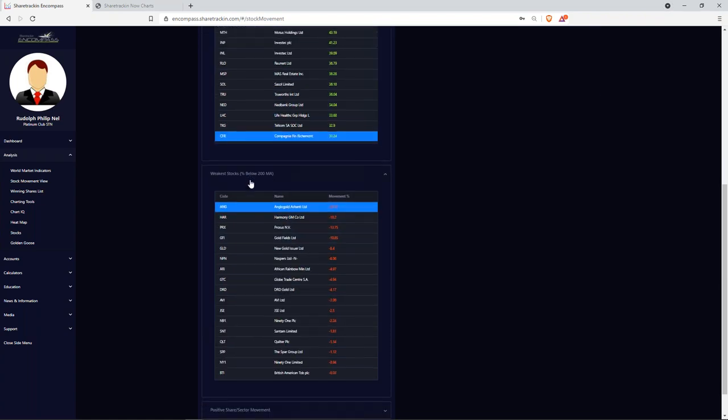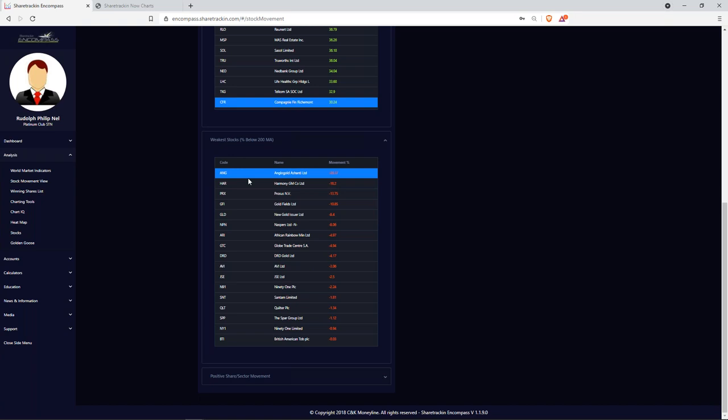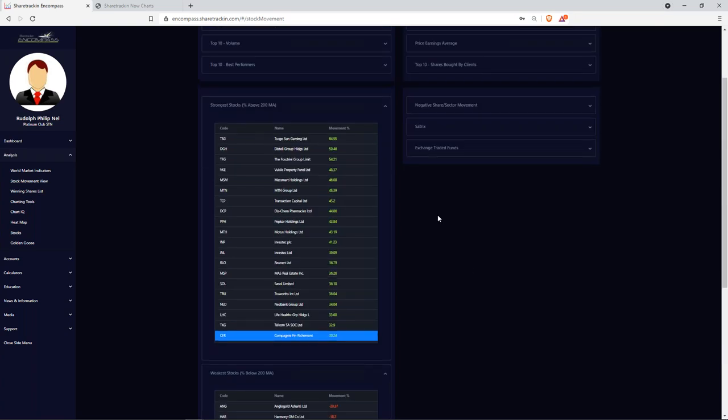And the same with weaker stocks. I won't go for a share like Anglo, for instance, which is 20% below the 200-day moving average line. I would go for one that's a bit closer, like for instance BTI or NY1 or the SPAR Group, which is a bit closer to the 200-day moving average line because it's got a chance to break through and go over to the stronger stocks. Okay.